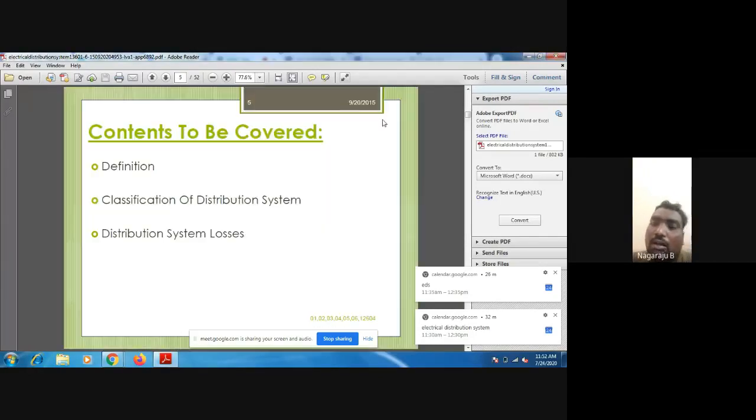So I'll go for the individual things. There are the definitions: what is a distribution system, classification of the distribution system, and losses of the distribution system.